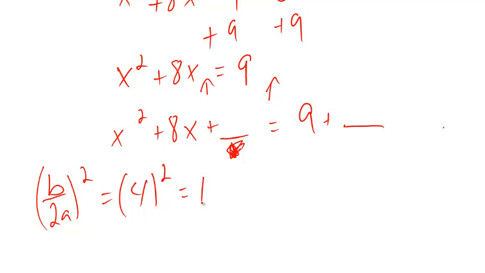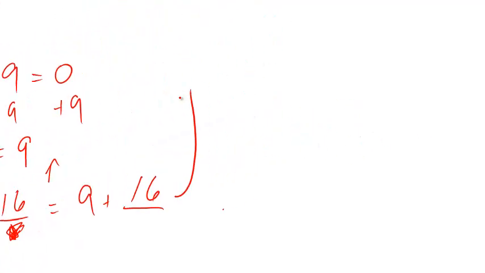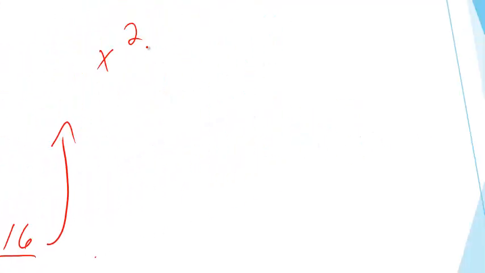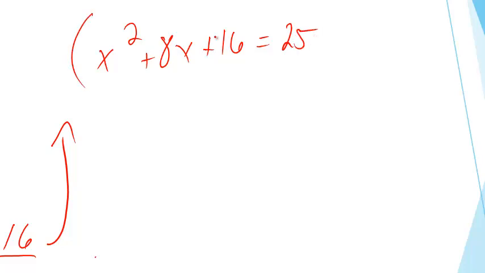4 squared is 16. So put 16 into both of those blanks. So now we're going to have the equation x squared plus 8x plus 16 equals 9 plus 16, which is 25. Now we need to factor our left side to get that in a perfect square format.